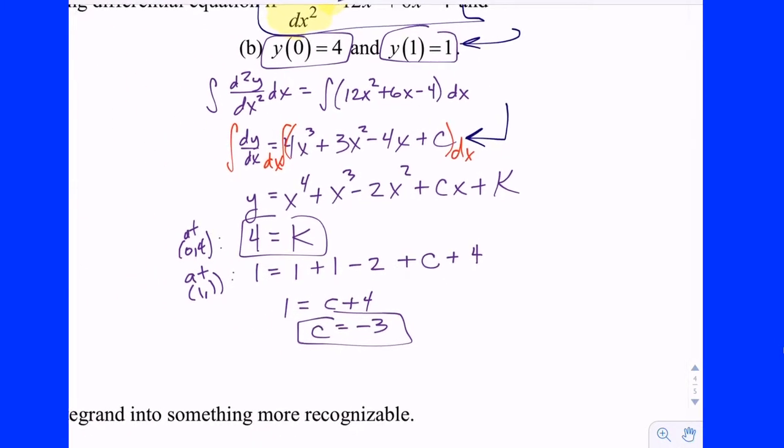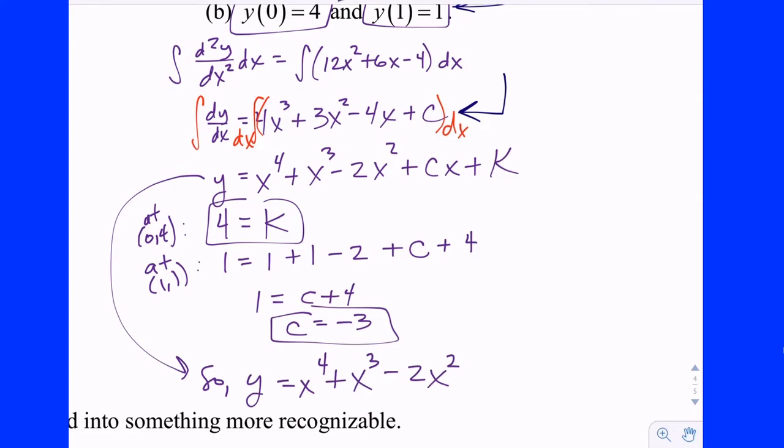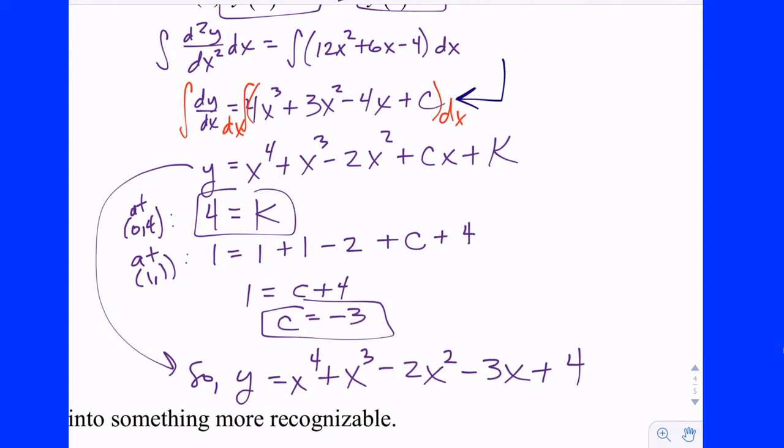No, not quite. We have to solve the differential equation, so we have to write the final equation. So y equals x to the fourth plus x cubed minus 2x squared minus 3x, stay with it, finish, as Nick Saban says, finish, plus 4. Right, if you would have plugged in your c for k and k for c, that wouldn't have been finishing. That would have been wrong.